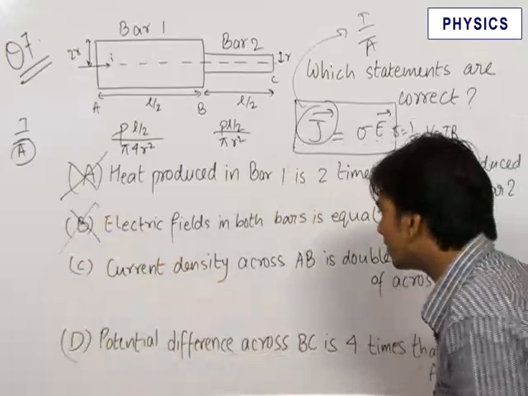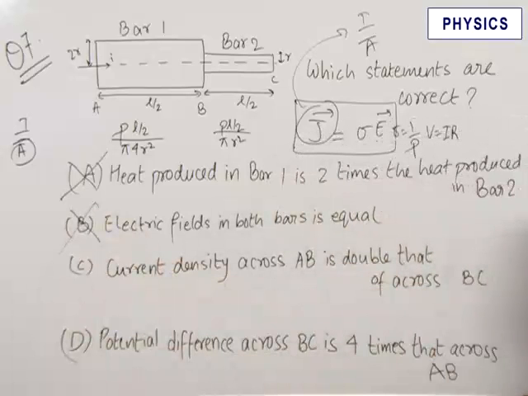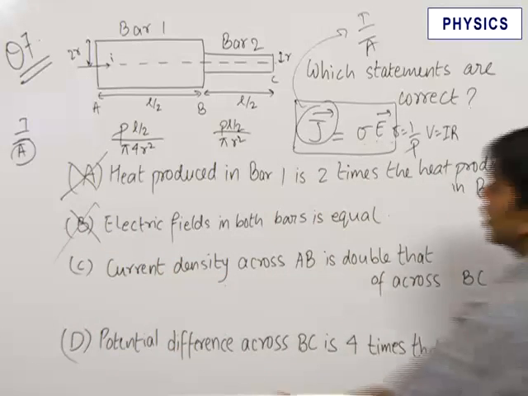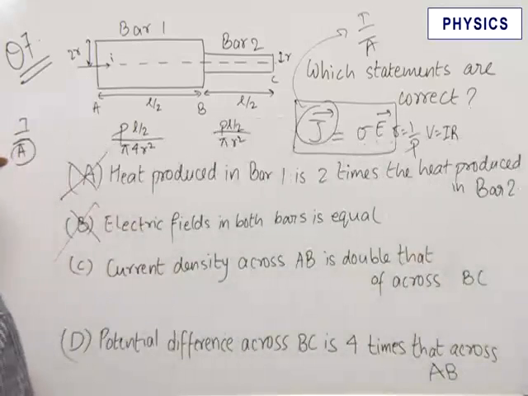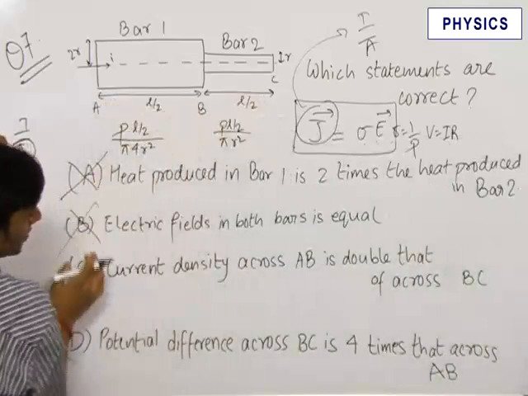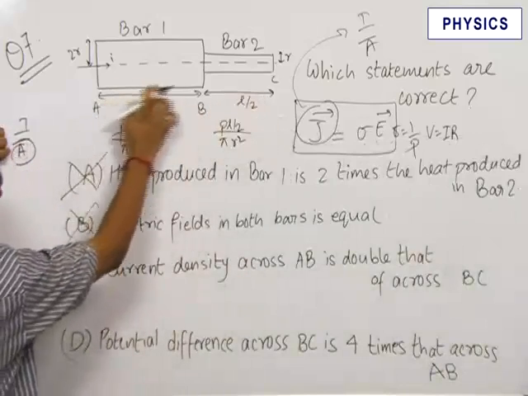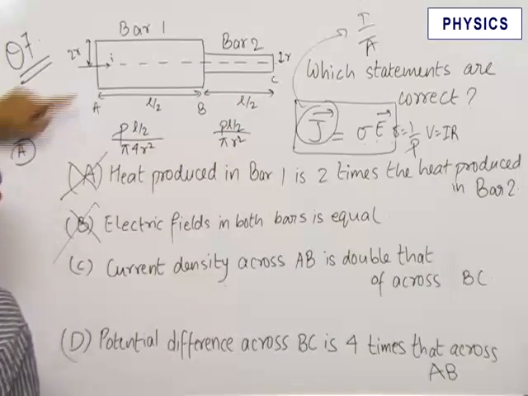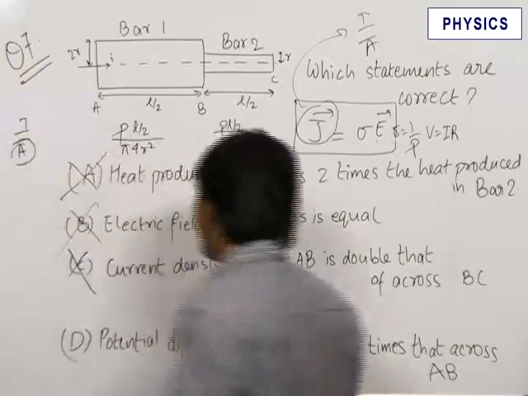Now for the C part, current density across AB is double that across BC. So current density is I upon A. So for current density across AB to be double that across BC, the area of cross section should be half that of bar 2, which is clearly not there. Therefore option C is also wrong.